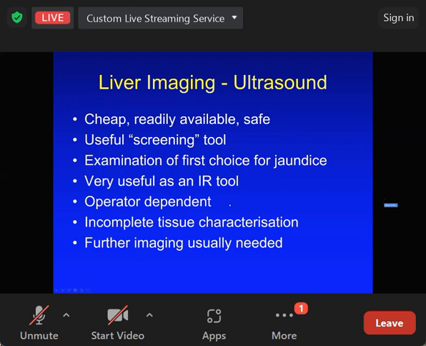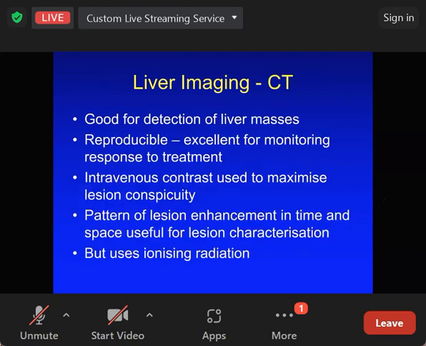It has disadvantages. It's very operator dependent, and it doesn't give you complete tissue characterization. There's no hard and fast routine as to what images you take on ultrasound, so it's also difficult to compare one examination to another, which is different from CT. So generally, although it's the first examination, we'll need further imaging. So we go on to CT.